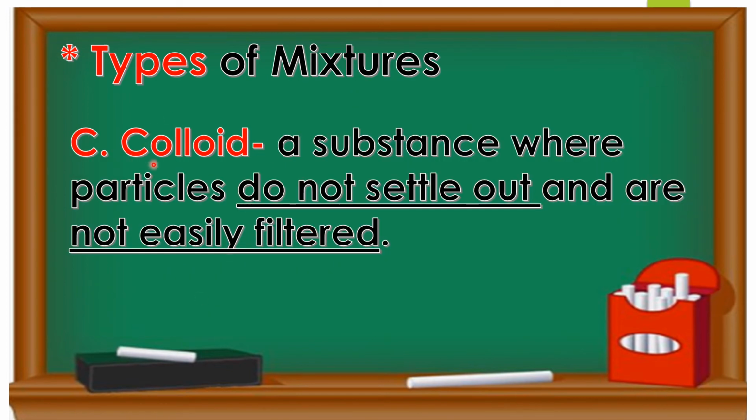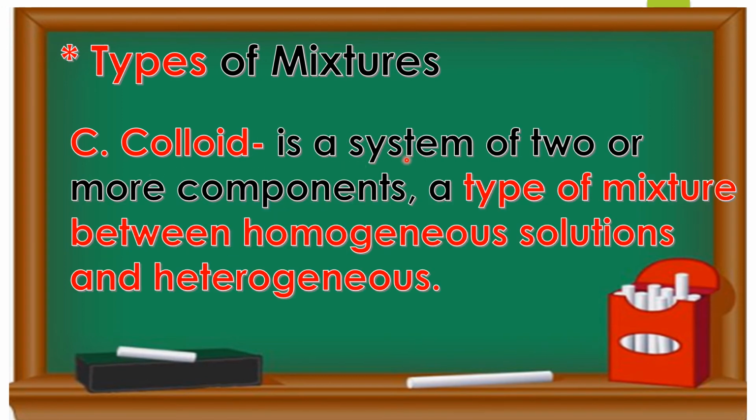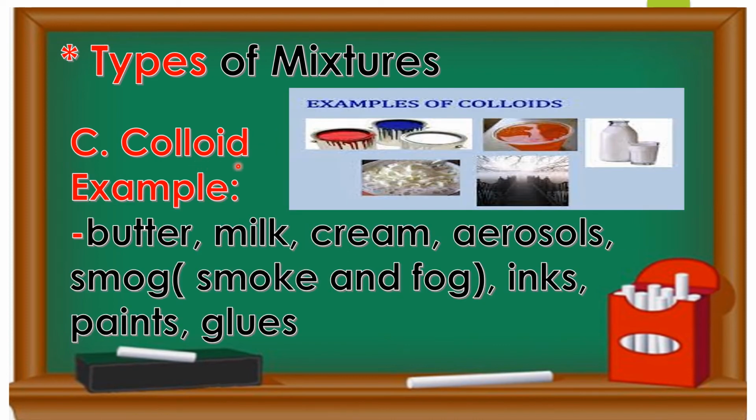Okay, so what is a colloid? A colloid is a substance where particles do not settle out and are not easily filtered. Another definition of a colloid: it is a system of two or more components, a type of mixture between homogeneous solutions and heterogeneous solutions. Some examples of colloids are butter, milk, cream, aerosols, smog. Smog is a combination of smoke and fog, inks, paints, and glues. So these are some examples of colloids.